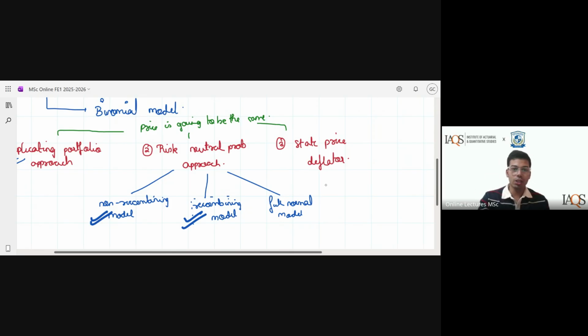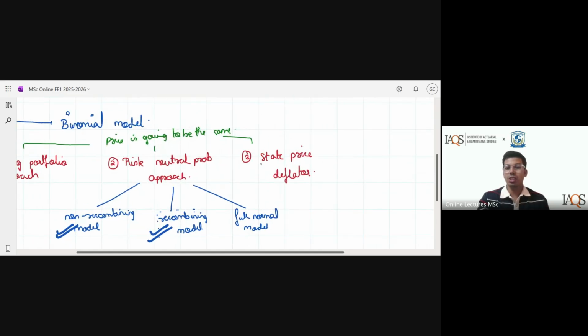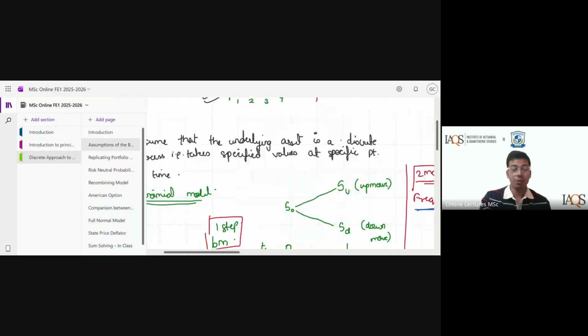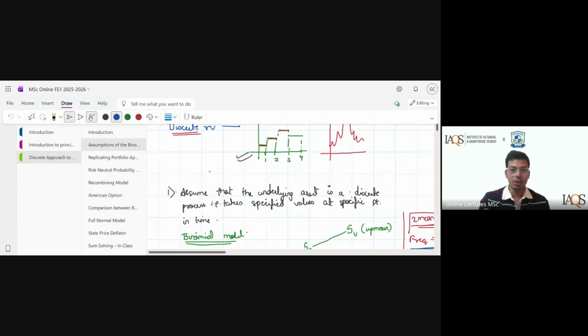And finally, we had the third approach, which is the state price deflator approach, wherein we said that I have the real world probability introduced. We will come in over here with a modified discount factor, which we also called the state price deflator. We started with looking at the assumptions. We also have a sum to do on the state price deflator.